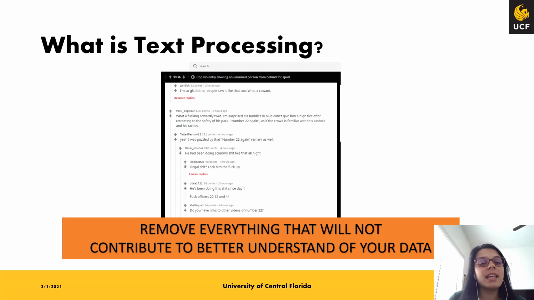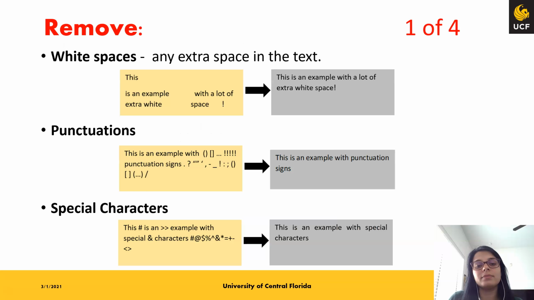Text processing is the automated process of analyzing text data for getting structured information. So we don't want a mess in our text. We want something structured with information that we can understand and the computer can understand and give us exactly what we need. In our case, we will remove everything that will not contribute to a better understanding of our data. That's our text processing.